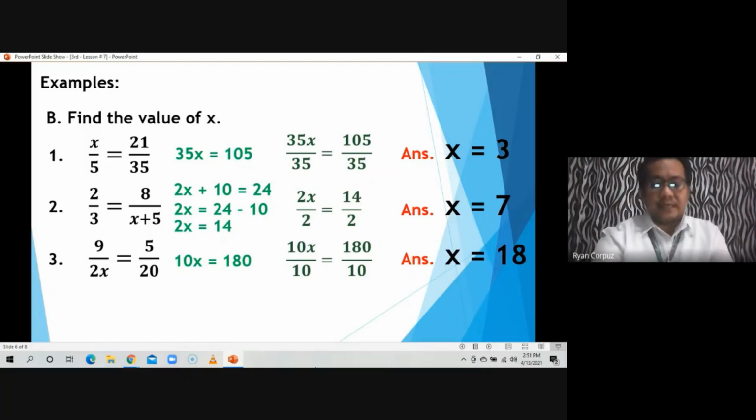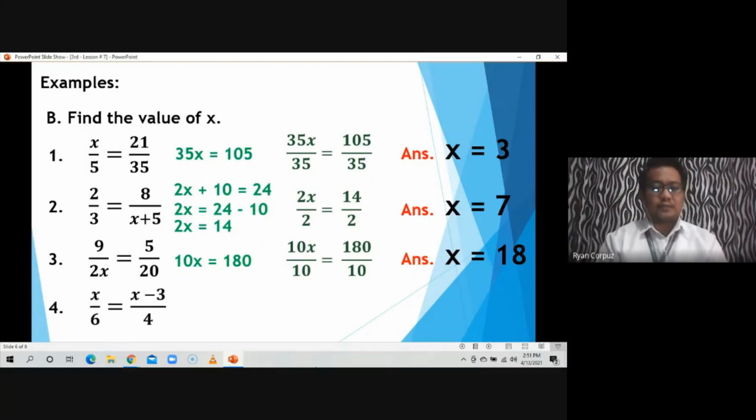So let's try this last example for finding the value of x in a given proportion. So number 4, the given is x over 6 is equal to x minus 3 over 4. So same way, parehas may variable on both sides of the equation. Pero ano yung uunahin mo i-multiply when you apply cross multiplication? Siyempre, tignan mo muna, ano yung mas malaki makukuha mo na x when you do cross multiplication. Siyempre, mas malaki kapag 6 ang uunahin mo. So you are going to cross multiply it wherein mauuna no, i-cross multiply ito.